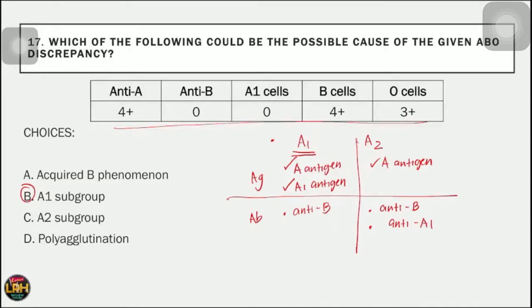So, for this question, what we can observe is, yes, we have A antigen, confirmed by the forward reaction with anti-A, and then the B cell reaction of 4+, and of course the O cells reaction of 3+. So number 17, the answer is letter B.